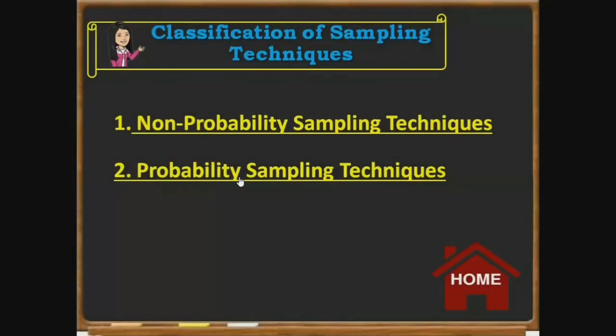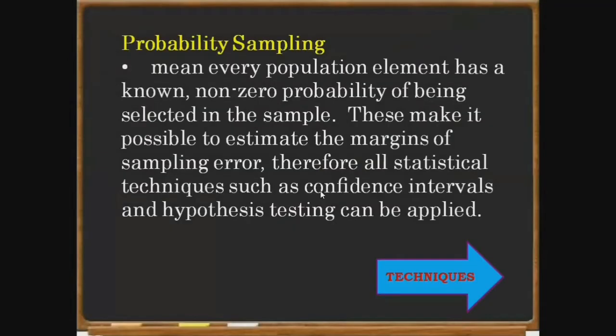Let's now proceed with probability sampling techniques. Dito naman, every population element has a known non-zero probability of being selected in the sample. This makes it possible to estimate the margin of sampling error. Therefore, all statistical techniques such as confidence interval and hypothesis testing can be applied. So, this probability sampling is more comprehensive.